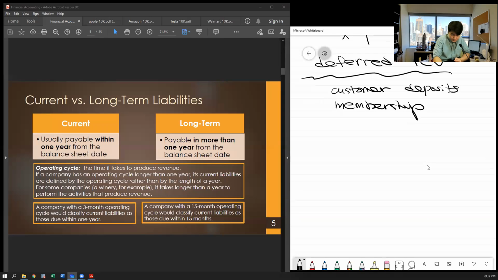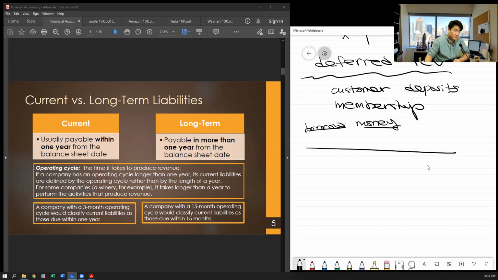Now, one thing to keep in mind is that, let's say you borrow money from, how should I say this? Yes, go ahead. I'm kidding. You borrow money from a bank. Oh yeah, no, I know what banks are. I'm just saying how to word this.